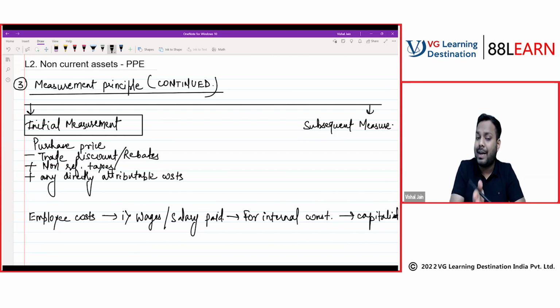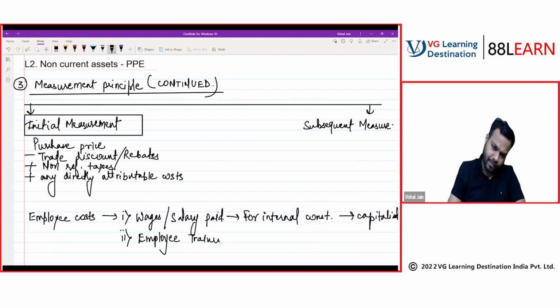Any cost which is directly related to this construction or purchase. Right? Tell me guys, is it clear? The wages or salary paid for employees, is it clear, everyone? Now, another example in employee cost only: employee training costs. Now, what does this mean?